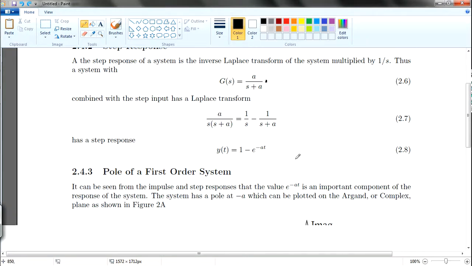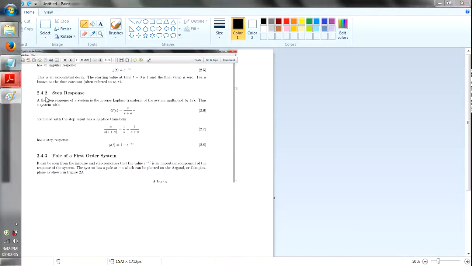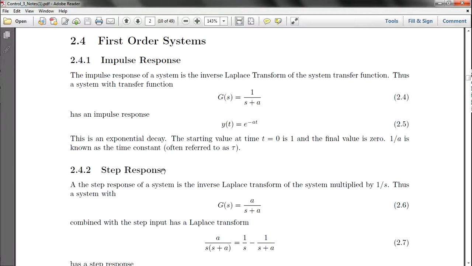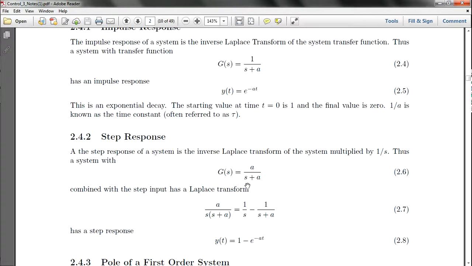So, just a partial summary. We have talked about impulse response and step response. Impulse response means you input an impulse into a transfer function, and for step response you input a step into a transfer function. As you can see, the transfer functions are a little different. This is a over s plus a, and this is 1 over s plus a. Make sure you know the difference.